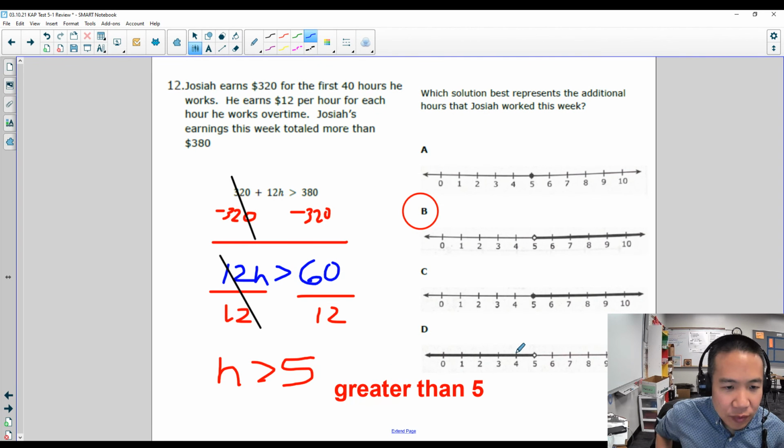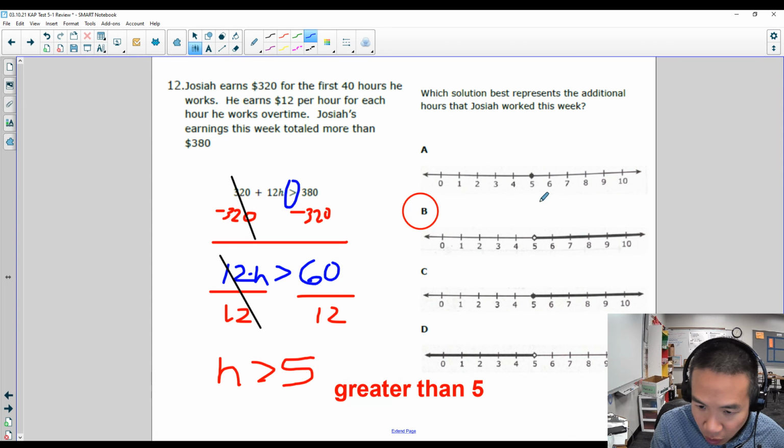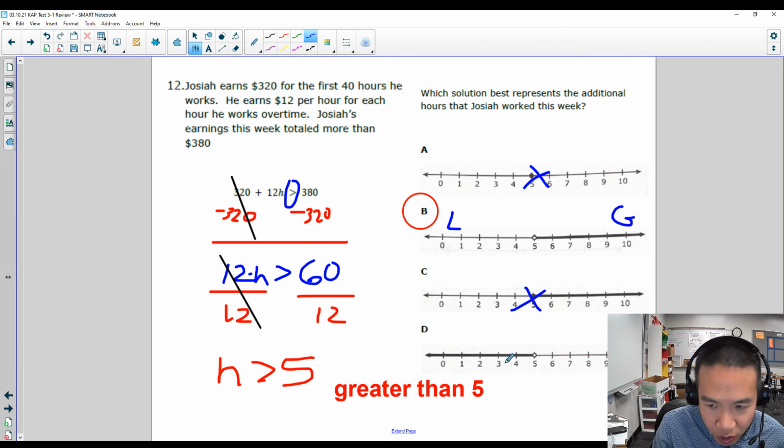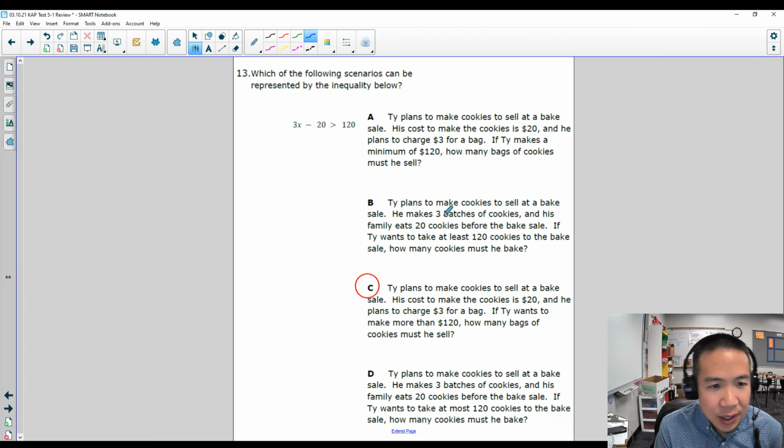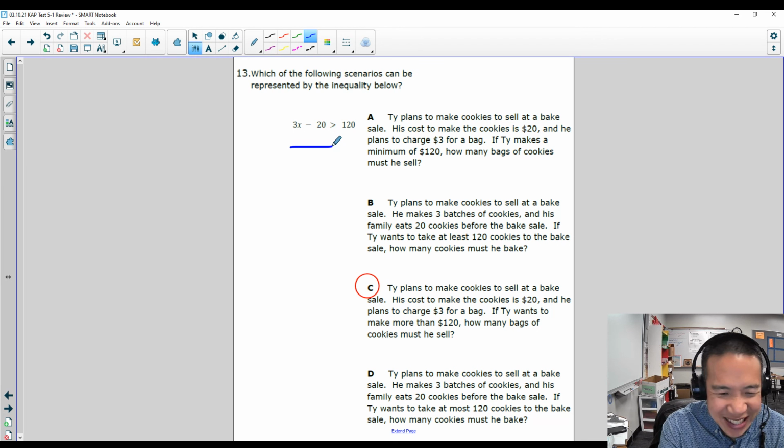Number 12, let's solve this. Again, let me circle this inequality. I cover the variable with my hand. I subtract 320 on both sides. To undo multiplying, I divide both sides by 12. h is greater than 5. Open or closed? Open. So it's either B or C. But which one is being shaded to the greater side, the more than side? B is. And 13, can you match this inequality right here with a story situation?